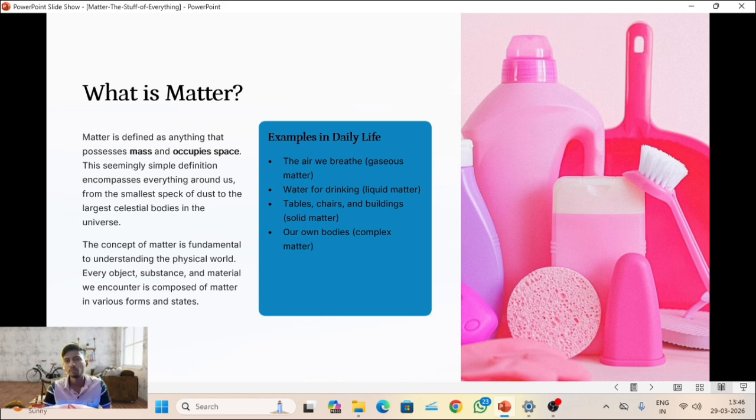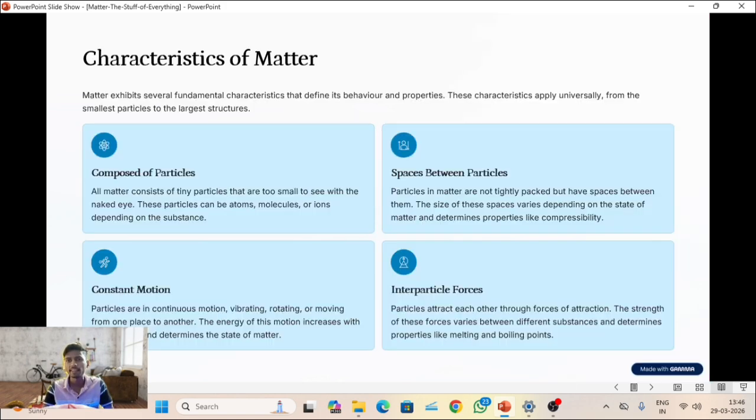So we will move further to the next slide, which is characteristics of matter. Matter exhibits several fundamental characteristics that defines its behavior and properties. These characteristics apply universally from the smallest particle to the largest structure. As we have discussed earlier, the matter is composed of particles.